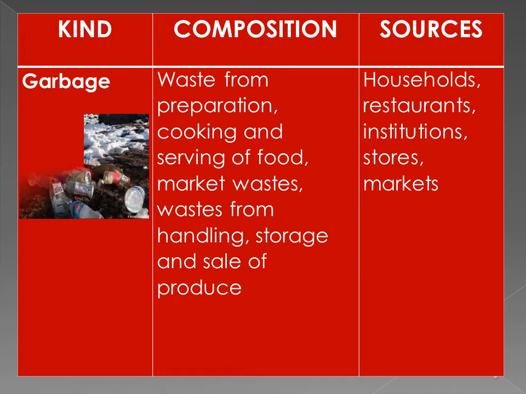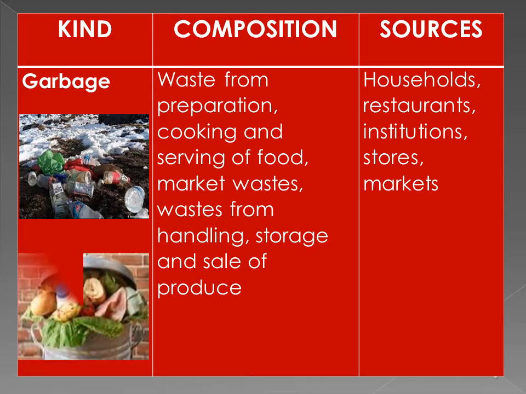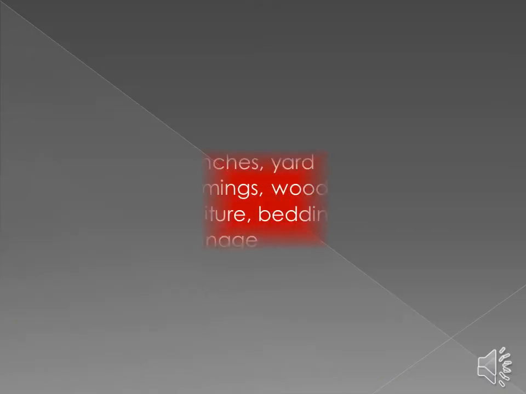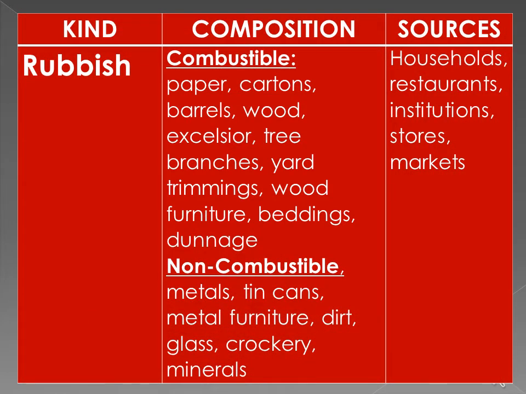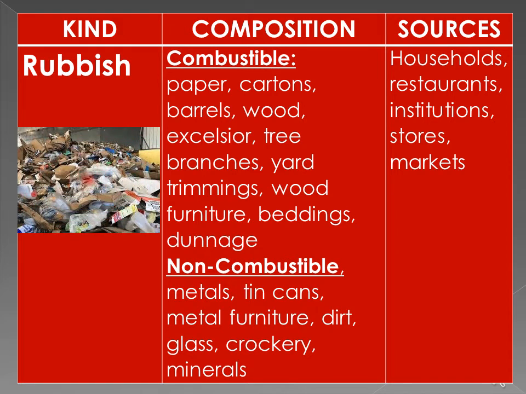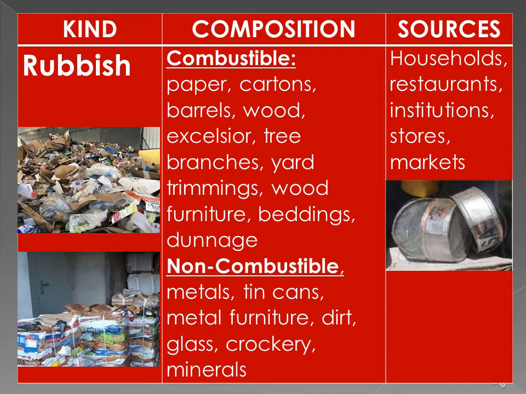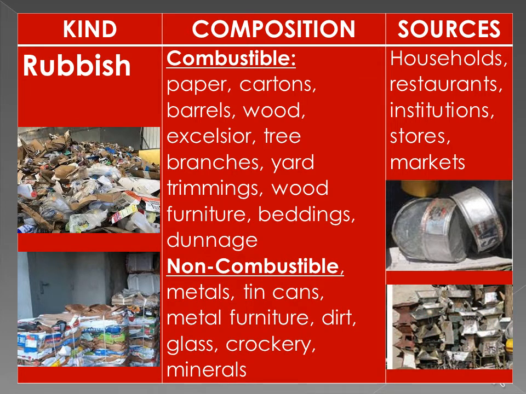Garbage are wastes from preparation, cooking, and serving of food, wastes from market, and wastes from handling, storage, and sale of produce. Sources are households, restaurants, institutions, stores, and markets. Rubbish. The composition has been classified into two, combustible and non-combustible. Combustible consists of paper, cartons, barrels, wood, excelsior, tree branches, yard trimmings, wood furniture, beddings, dunnage. Non-combustible comprises of metals, tin cans, metal furniture, dirt, glass, crockery, and minerals. The sources are from households, restaurants, institutions, stores, and markets.